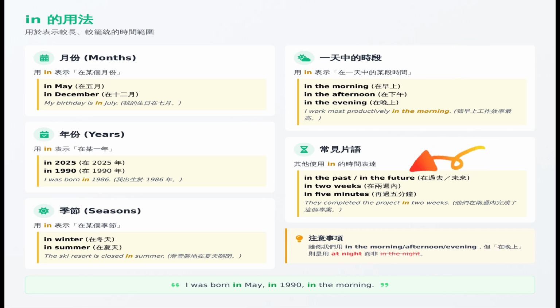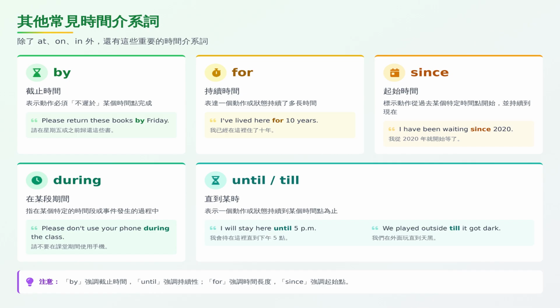Common phrases. Other time expressions using in the past or in the future. In 2 weeks. In 5 minutes. They completed the project in 2 weeks. Notes. Although we use in the morning, afternoon, evening, at night is used, not in the night. Other common time prepositions.